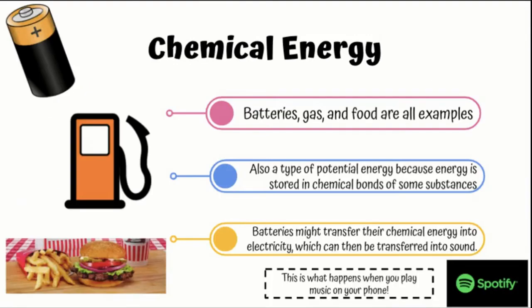Our last type of energy is chemical energy, and batteries, gas, and food are all different examples of chemical energy.